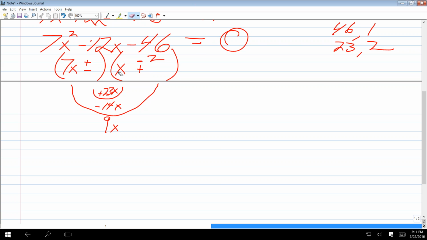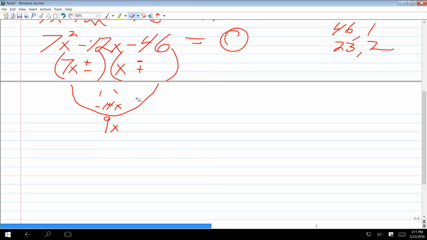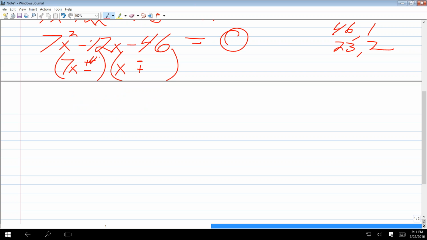So before we give up, let's try the other two factors, 46 and 1. No way is that working. 46 would have to go on that side, 1 would have to go over there. There's no way. I cannot factor this quadratic. So, how do I solve it?